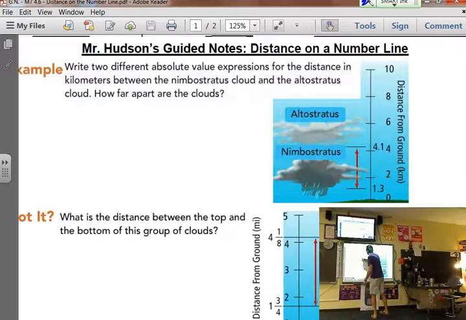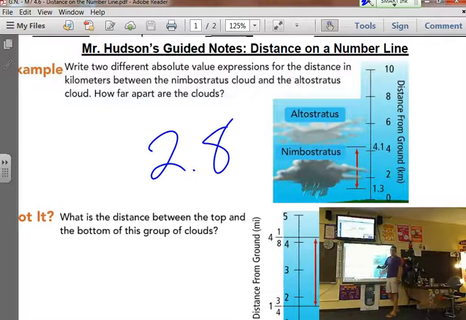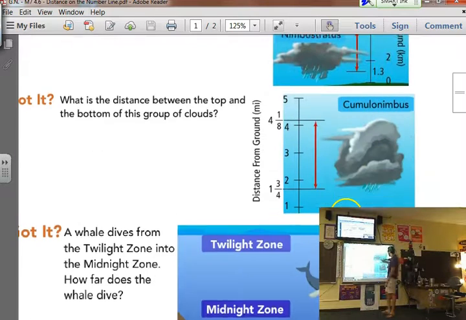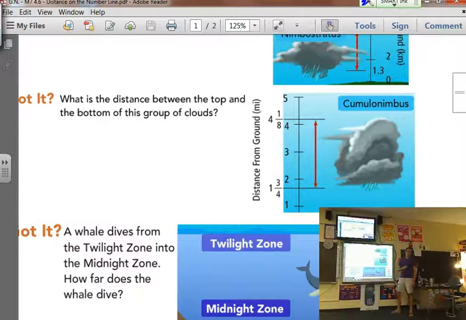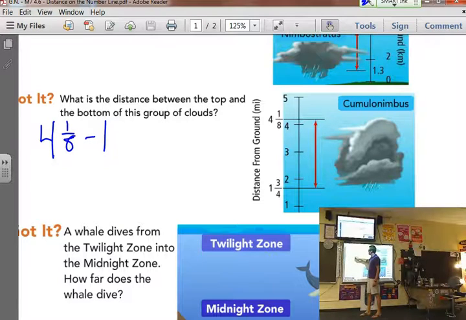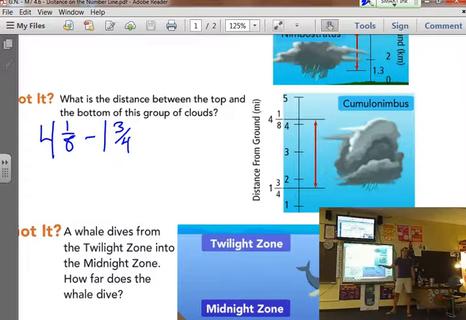2.8, right? So the difference here, 2.8, is a fairly easy subtraction to figure out. Now, cumulonimbus, from the top of a cumulonimbus to the bottom, and a lot of cumulonimbus are storm clouds. So 4 1/8 minus 1 3/4. Now, what is our process here for making this easier since we started with mixed numbers?